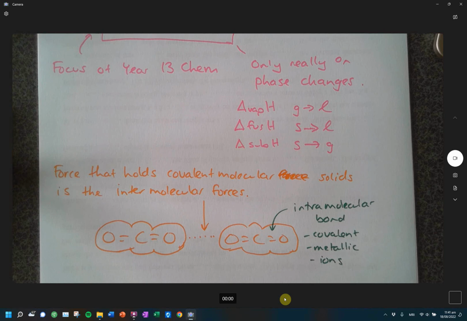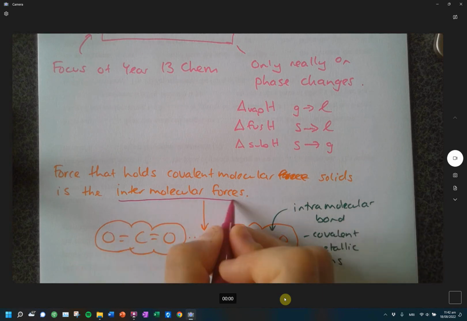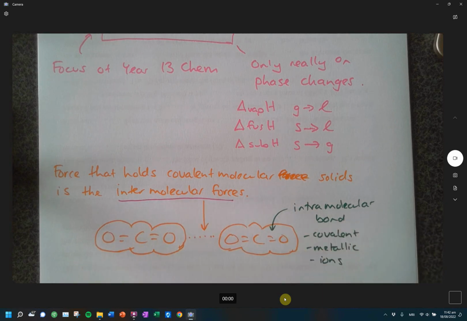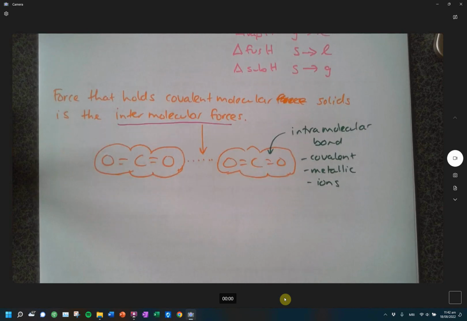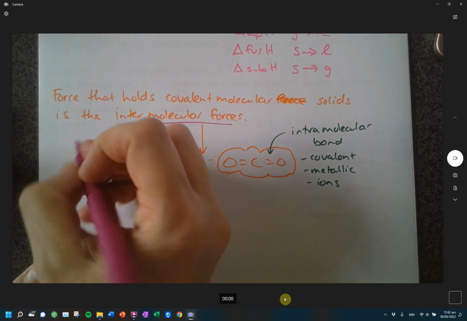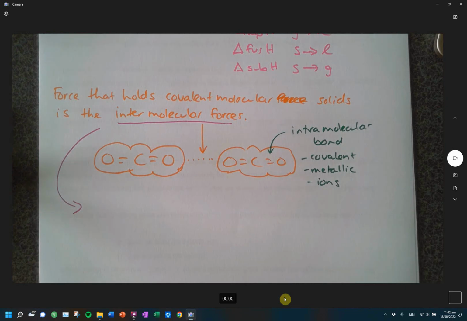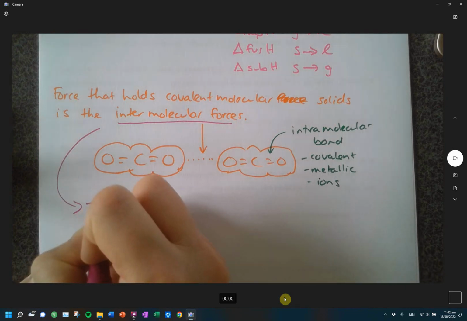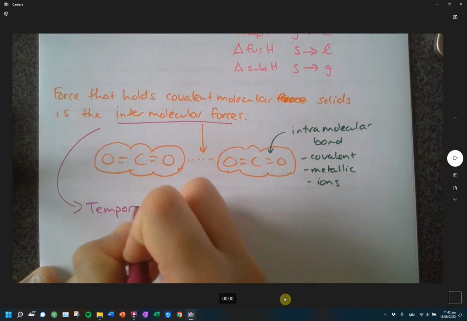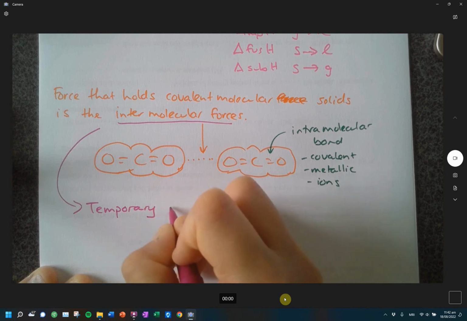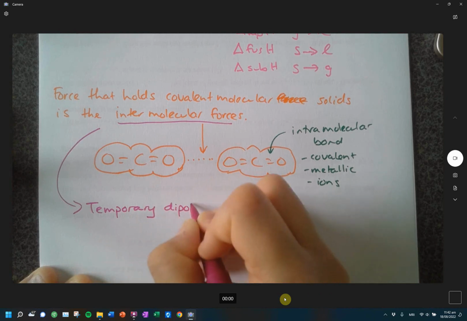Okay. The thing that's going to change for this year is that these intermolecular forces that you're talking about, you need to be more specific with them. So these here, for year 13, are going to become more specific, and you need to name those specific forces. So there are 3 that you will be referring to. The first one is temporary dipole.